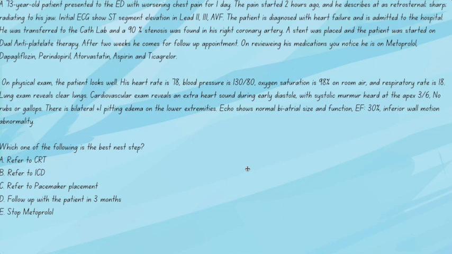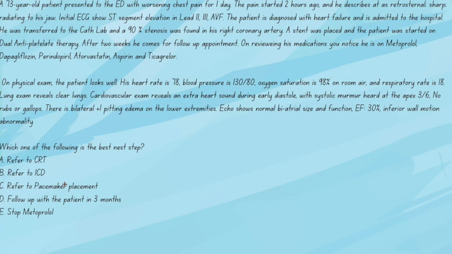Which one of the following is the best next step? Refer to CRT, refer to ICD, refer to pacemaker replacement, follow-up in 3 months, stop metoprolol. Okay, we have a 73-year-old. Before going to the question, just reading the main question and the options, I know I'm in the cardiovascular section, and they are probably asking me for treatment. So I have to know the diagnosis, know what the patient is on, and then choose a diagnosis or treatment.